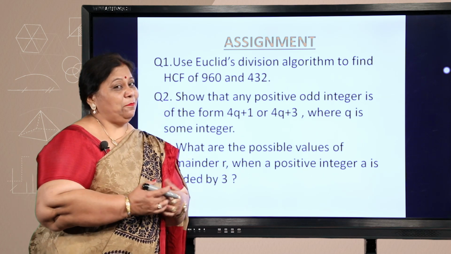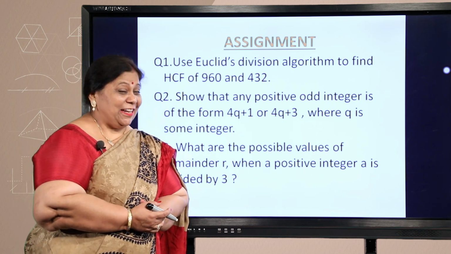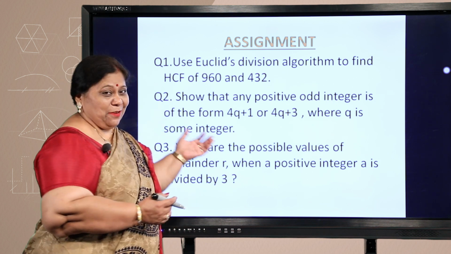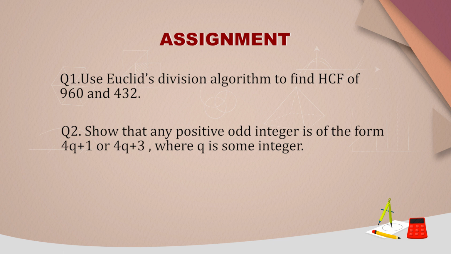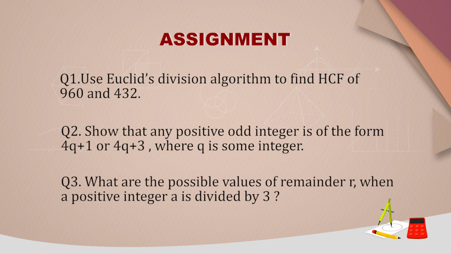So, students, after completing our first exercise, let us have some homework here. I have assignment for you, just 3 small questions. First question is based on Euclid's division algorithm to find out HCF of 960 and 432. Second question, show that any positive odd integer is of the form 4q plus 1 or 4q plus 3, where q is some integer. And third question goes, what are the possible values of remainder r when a positive integer a is divided by 3?